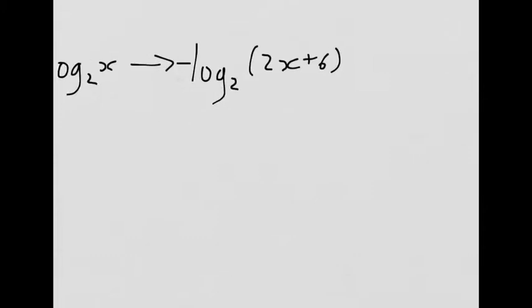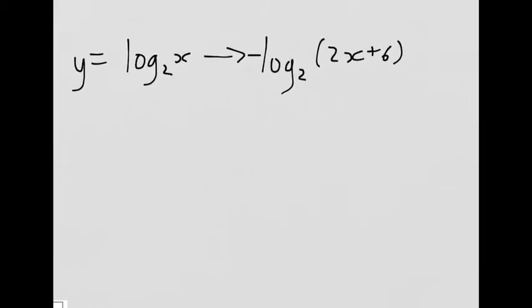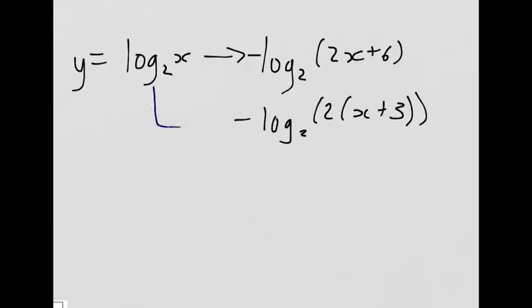Okay? And one modification I want to make is I'm going to change that transformed function to this. Why? Because you have to factor it out anyways. You have to factor it out to know what the actual horizontal translation is, right? This is 3 to the left, not 6 to the left. Okay? So I'm actually going to go from here to here.